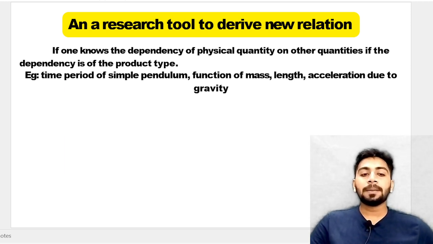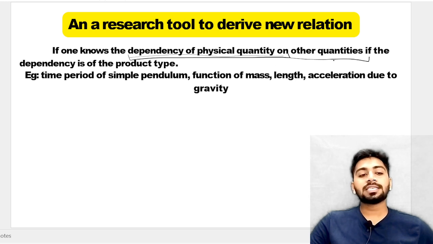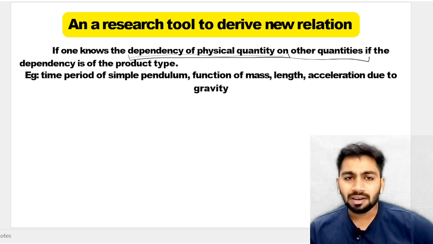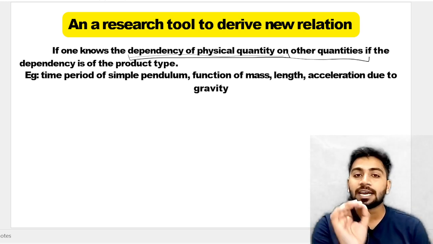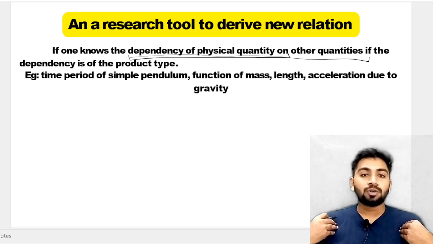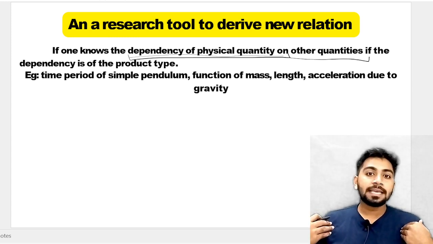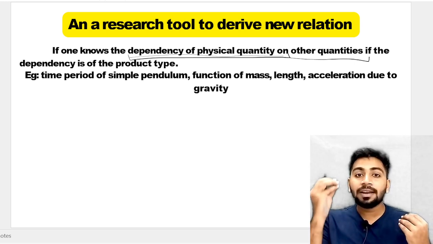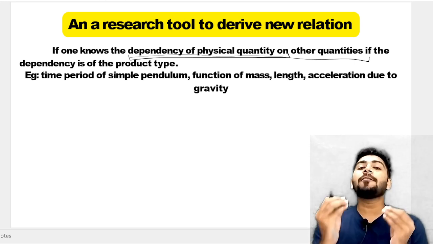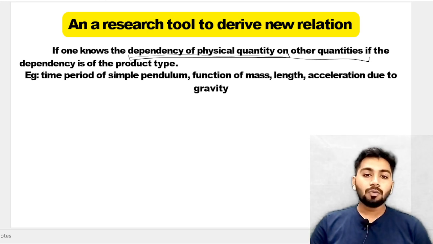If one knows the dependency of physical quantities. See, this one is important. Dependency of physical quantities on other quantities, if the dependency is of product type. Just simple. If someone knows the dependency of a physical quantity, and I want to derive one formula, I say some physical quantity is dependent on others. If I get that dependence, then I can easily derive the equation. How? Let us see one example.